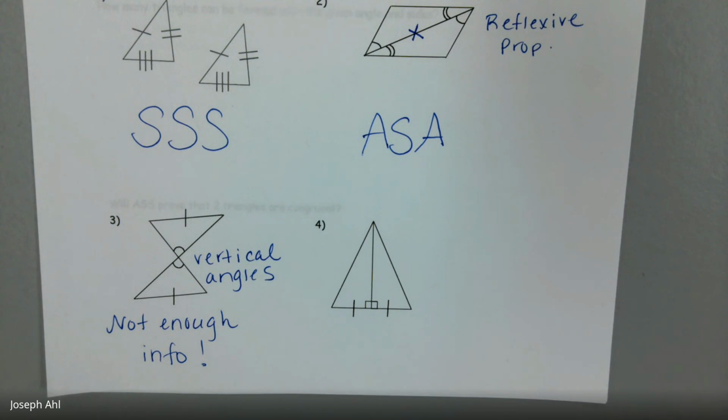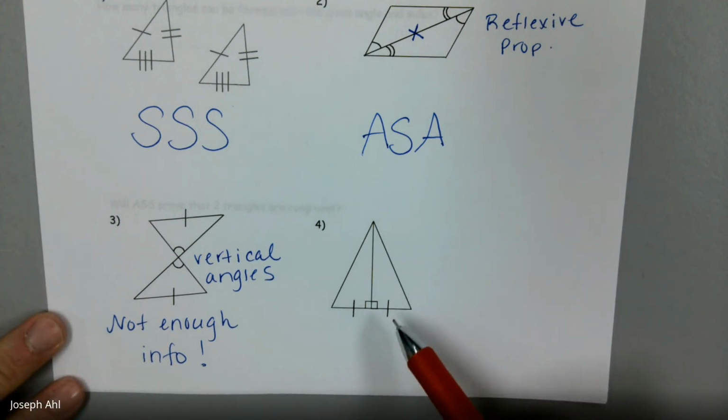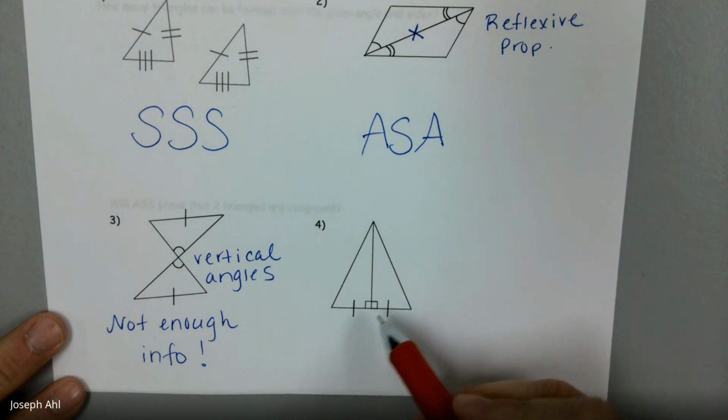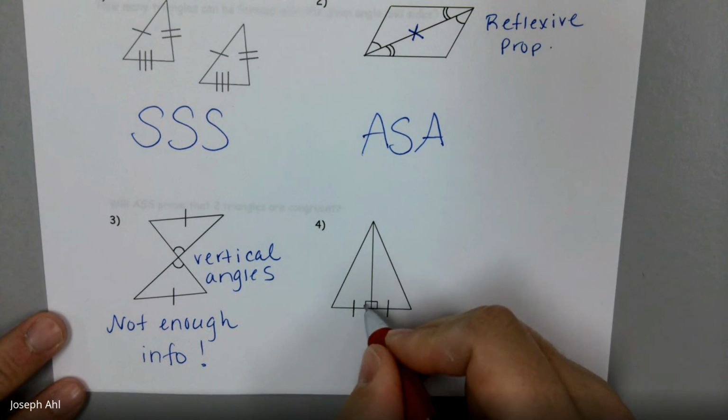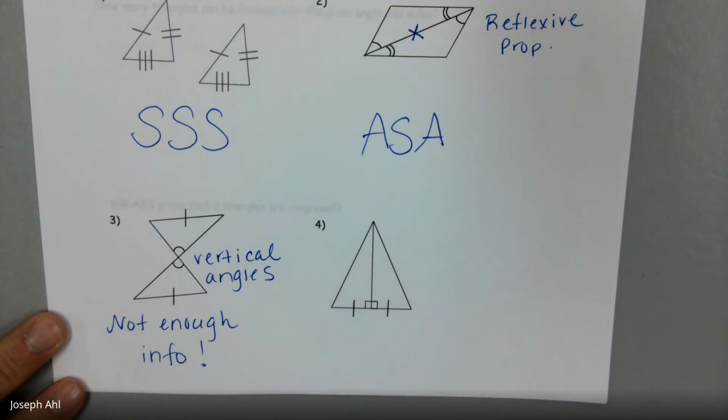And you might be thinking the same thing about number four. I only see two markings. I see we have these segments congruent along the bottom, and then I see that these angles are both right angles. And by the way, we know right angles are both 90, so therefore these are congruent to each other. So there's no issue there.